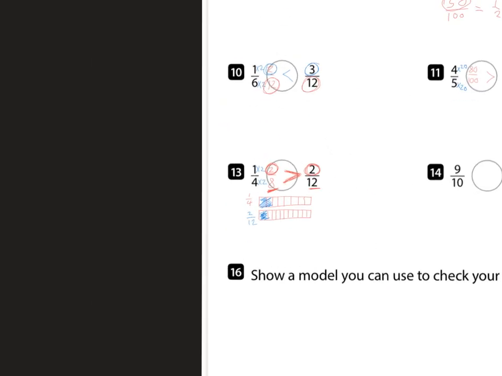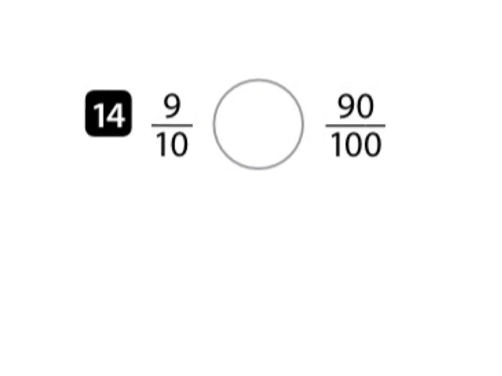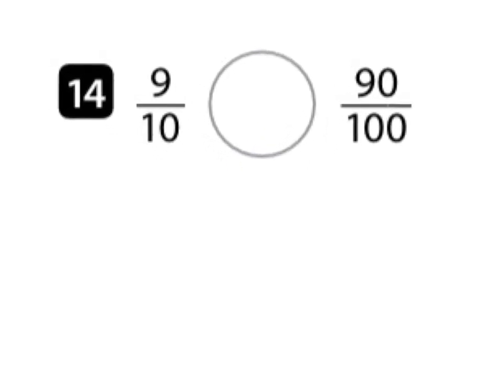All right, number 14, you have 9/10 and 90 hundredths. Quickly just add my 0 here. We get common denominators. And you can see once we do that, we have common numerators, so they are equal to each other.